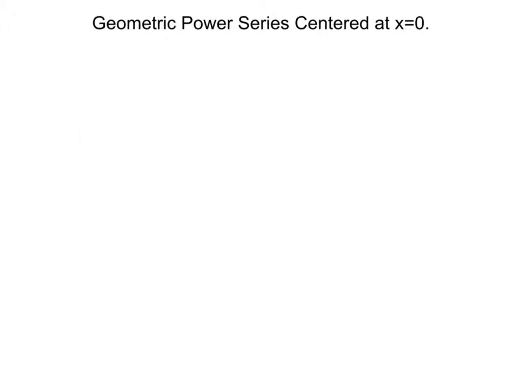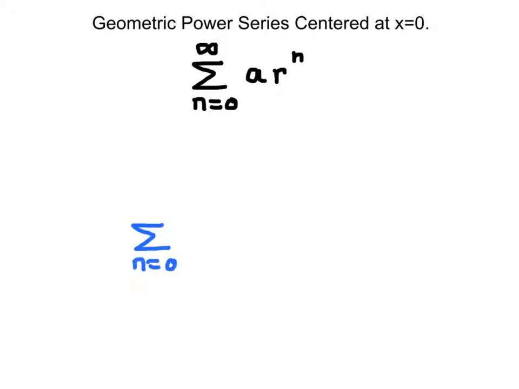Okay, now we're going to look at geometric series. If you remember from the past, a geometric series is a summation where n goes from 0 to infinity of a times r to the n, where r is our geometric ratio. So this is the geometric series that we know. Now let's look at a geometric power series.